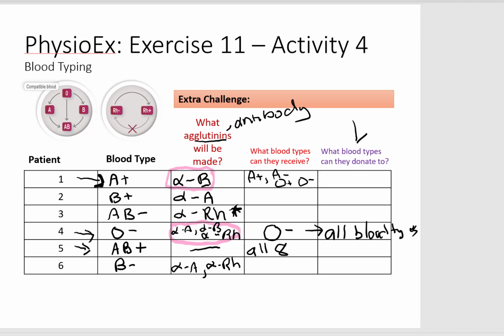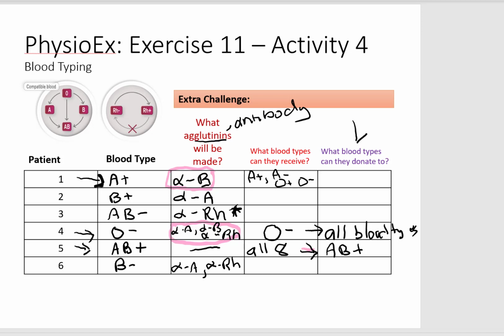And what about the AB positive person? Who could they donate to? Only AB positive. That's the only person they can donate to. So isn't it ironic? AB positive people, you're the most greedy people. You can take everybody else's, but you only donate to one. And poor O negative people, they're the givers. They give, but they only get one back.